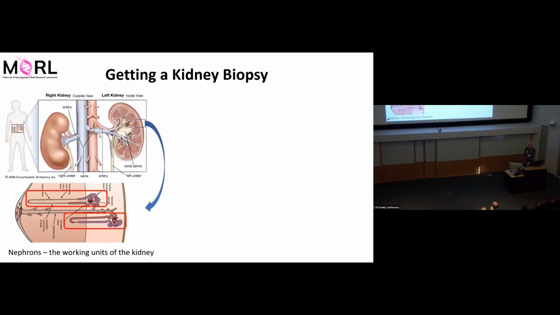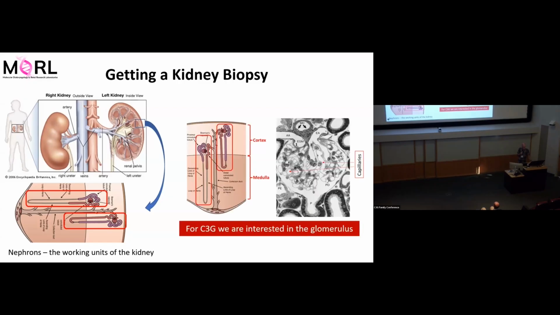So getting a kidney biopsy, all of you with C3G have had to have a kidney biopsy. You'll notice that the right kidney is lower than the left kidney, and that's because the liver pushes the right kidney down. When you get a biopsy, we are looking at the glomeruli in the nephron. The glomeruli are in the renal cortex, and so the kidney is divided into the cortex and the medulla.